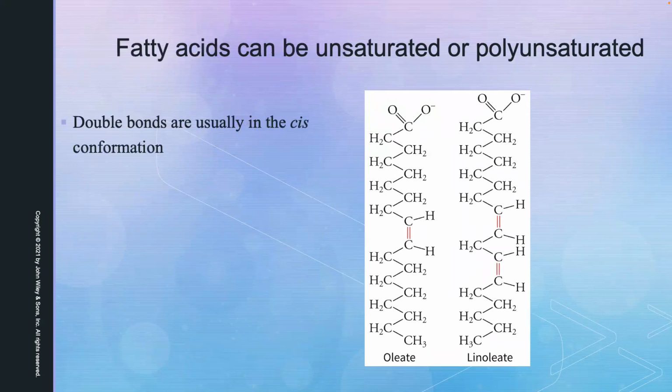So next you can have fatty acids that are unsaturated or polyunsaturated. These are fatty acids that have double bonds, usually in the cis conformation, and they're going to have at least one double bond that gives a little bit of flexibility in that tail portion. These double bonds actually make these fatty acids liquid at room temperature.